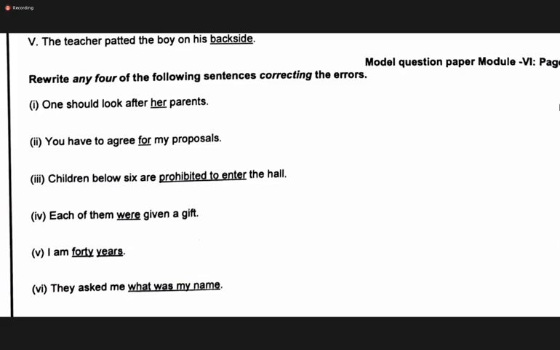First one, should look after her parents. One's parents. The possessive form of one is one's, O-N-E apostrophe S, one's parents. Second one, you have to agree for my proposals. To my proposal. Agrees to my proposals. Good. Children below 6 are prohibited to enter the hall. From entering the hall. Already did this. Each of them were given a gift. Was given a gift.